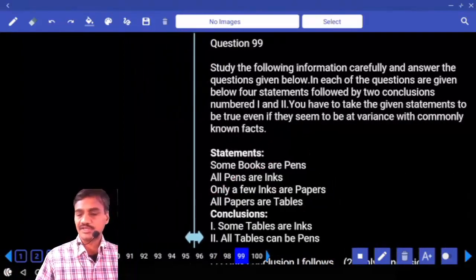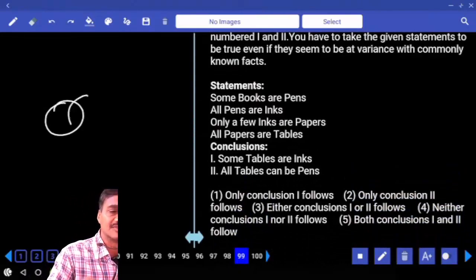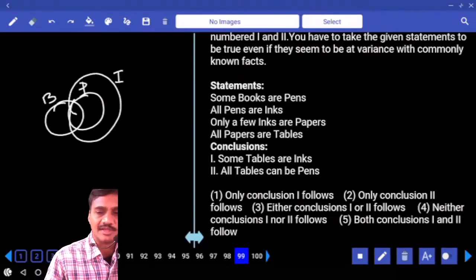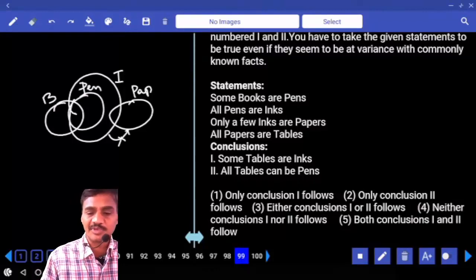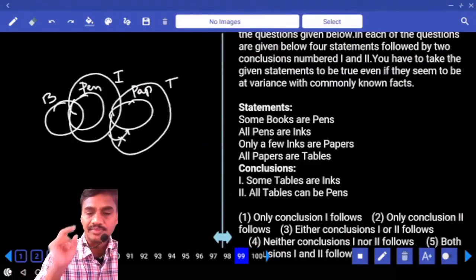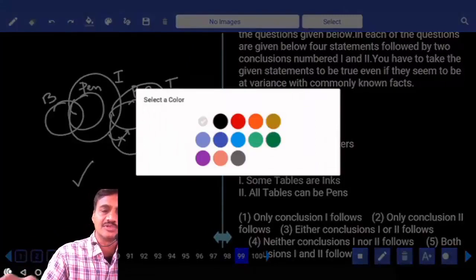Now in this 99 and 100, some books are pens, and all these pens are ink. Next, only a few ink are papers: only some ink can be paper, but not all. And this is a pen. And all these papers are tables, so this entire paper is a part of this table. Then the first one, some tables are ink. That is definitely true. There is an intersection between these.